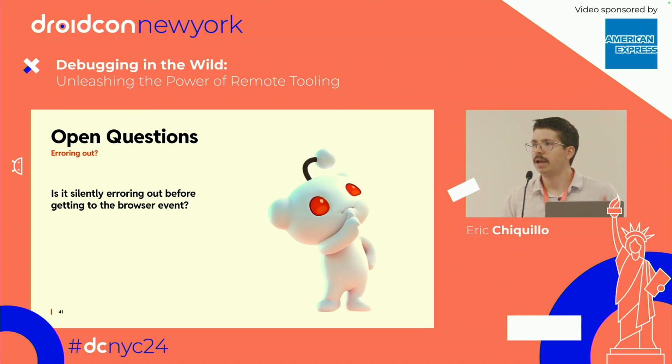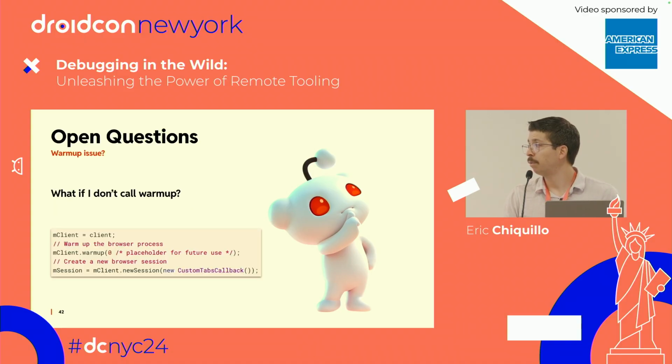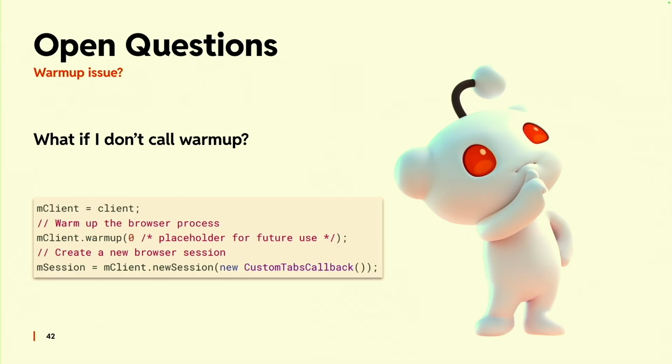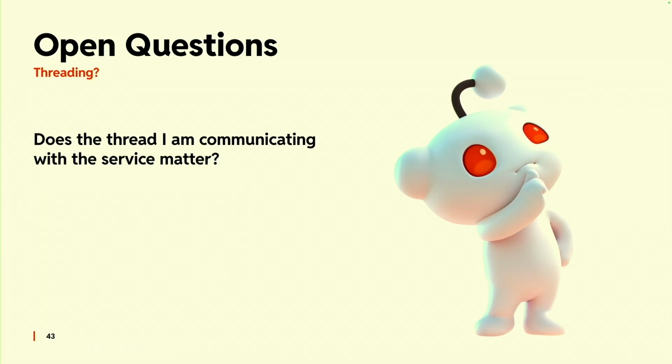And so to do this, I added breadcrumbs along the call chain to make sure that each thing was executing, and if it wasn't, I could see through the breadcrumbs where I was expecting something to be there, and it's not there. I also wanted to know maybe calling warmup is affecting it. So on the sample, they asked you to call warmup, and then you create the session. I wanted to know, well, what if I don't call warmup? Will I start getting this event?